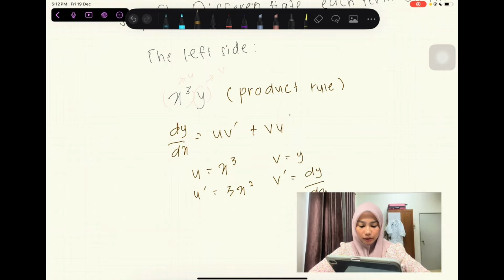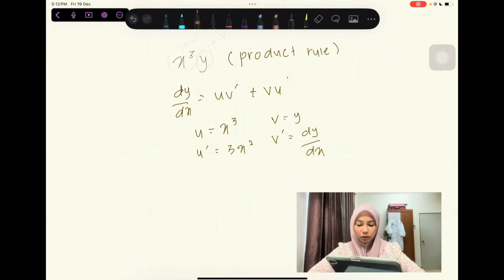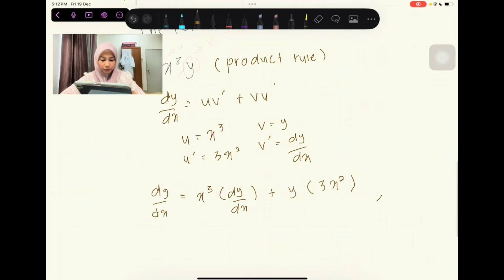So now we can use the formula of product rule equal to x power of 3, v prime is dy over dx, plus v is y multiplied by u prime is 3x power of 2. So dy over dx is the final answer.